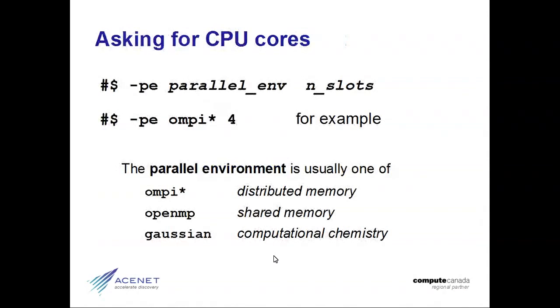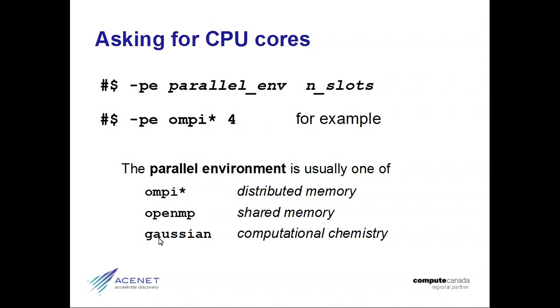So you must ask for runtime. That's by policy. If you don't ask about CPU cores, you get 1. If you want to run parallel programs, then you need to ask for more than 1 core, or you're not doing yourself any good. The way you do that with Grid Engine is by use of a parallel environment. And so the directive here is -pe, and then the name of some parallel environment, and then the number of slots or cores or processes that you want. For example, -pe OMPI* 4. And OMPI* is the name of a parallel environment.